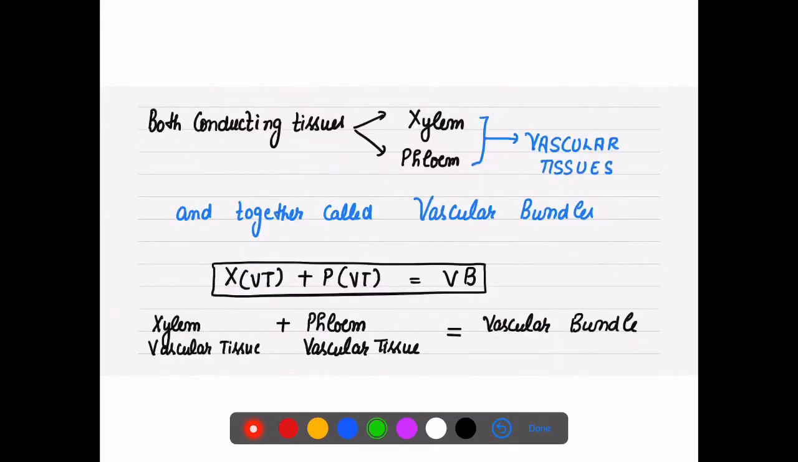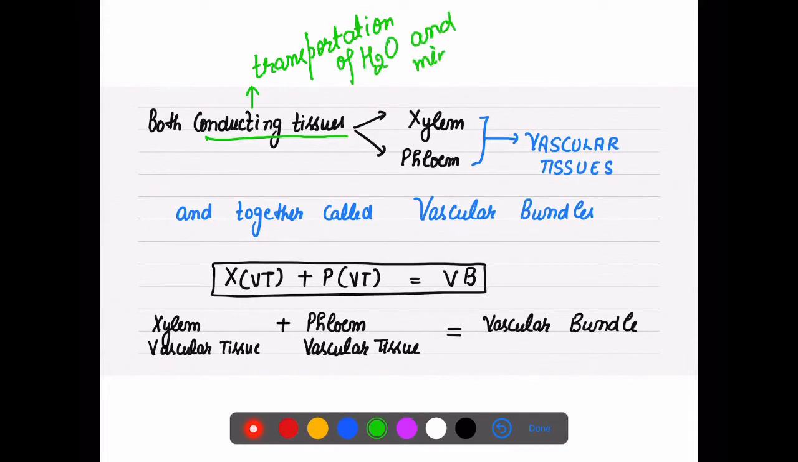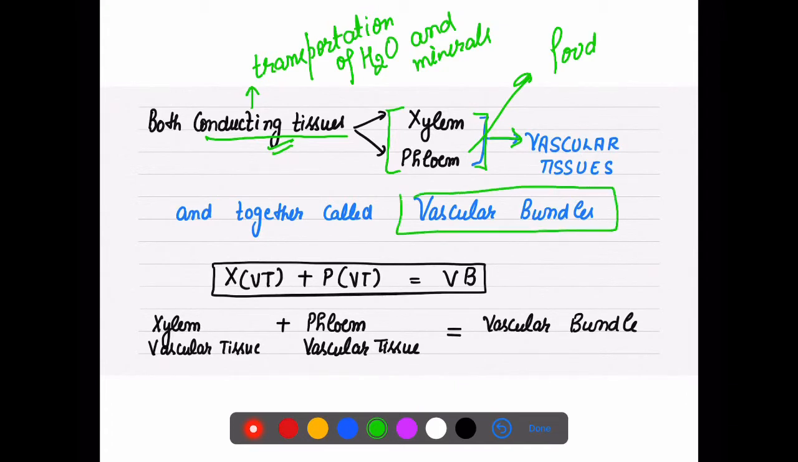Now why are we calling them conducting tissues? Because one is helping the plants in the transportation of water and minerals, and the other tissue is helping in the transportation of food. So xylem and phloem together are known as vascular tissues, or vascular bundles, and both are conducting tissues because they are transporting water, minerals and food.